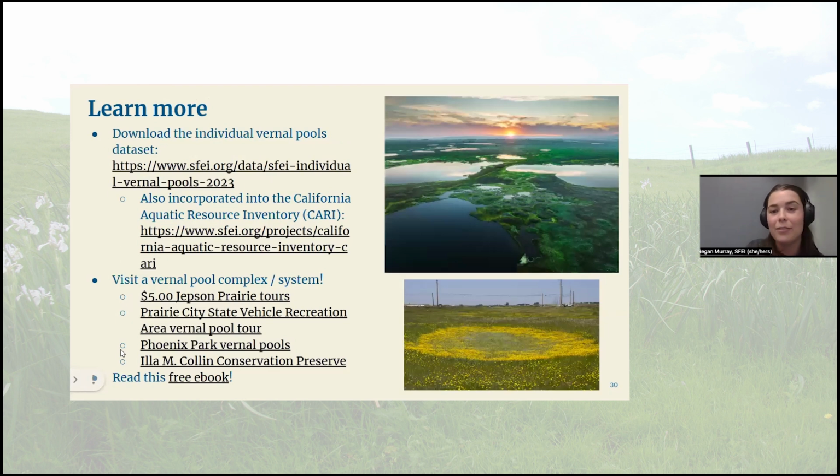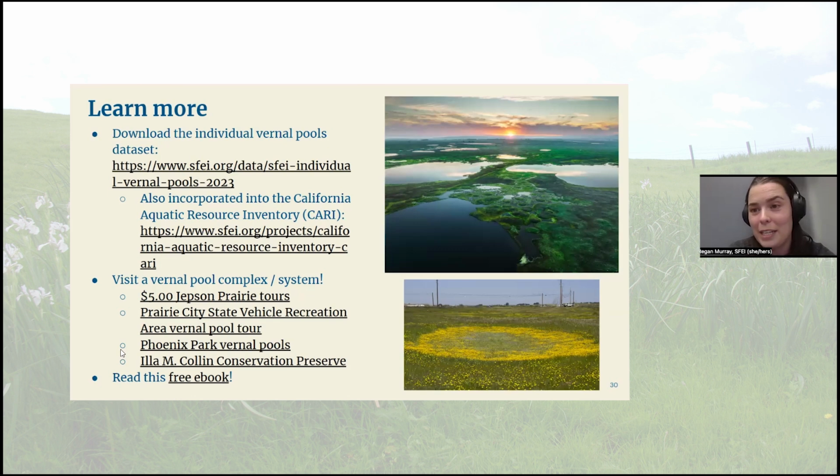There's a lot of opportunity to learn about vernal pools in California and to get involved. This data can be downloaded from the SFEI Data Center website. I've linked both of those here, but you can also go and visit vernal pools in person across California. There's Jepson Prairie, the Prairie City State Vehicle Recreation Area, Phoenix Park, and Illa M. Collin Conservation Preserve. Those are all in Sacramento, so y'all are lucky with the good vernal pool access.